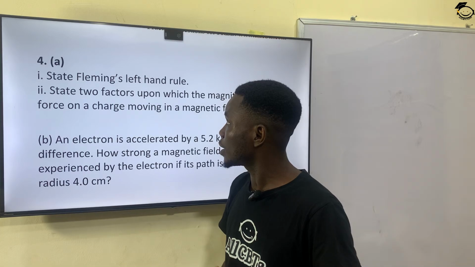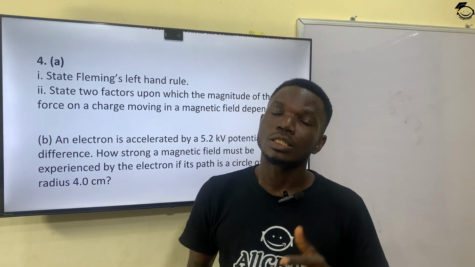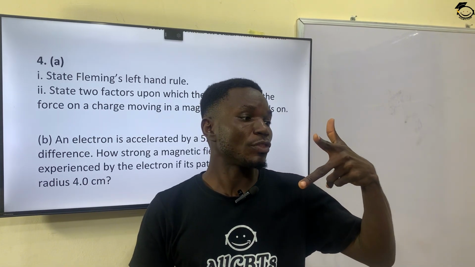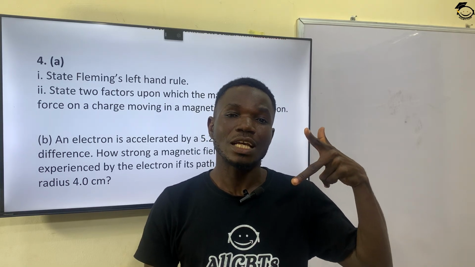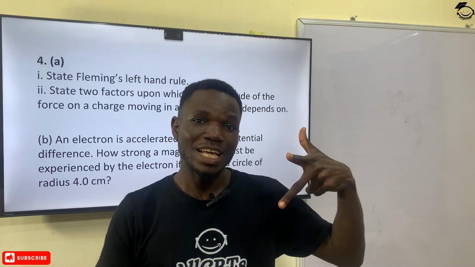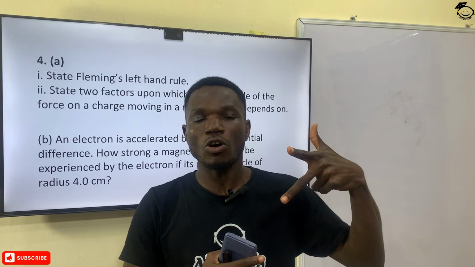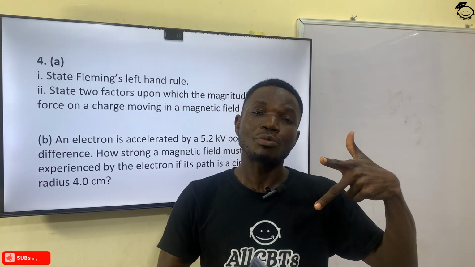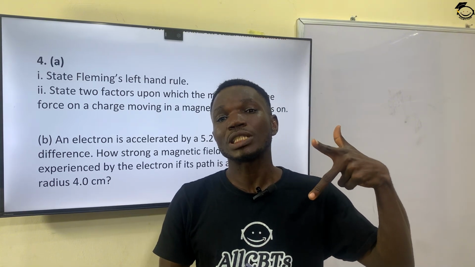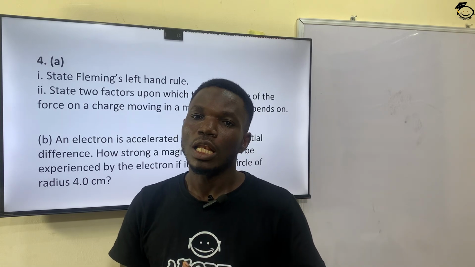Roman figure 1 says, state Fleming's left-hand rule. Now, Fleming's left-hand rule is based on the magnetic field, and it says that if the thumb, the first finger, and the second finger are at right angles to each other, just as I have in my hand here, the thumb will be pointing in the direction of force, the first finger will be pointing in the direction of the magnetic field, and the second finger will be pointing in the direction of electric current. That is Fleming's left-hand rule.